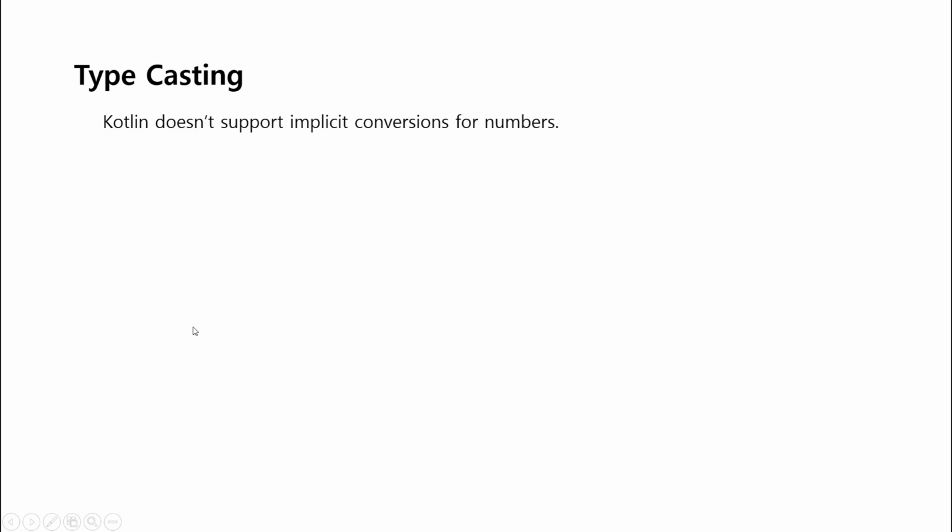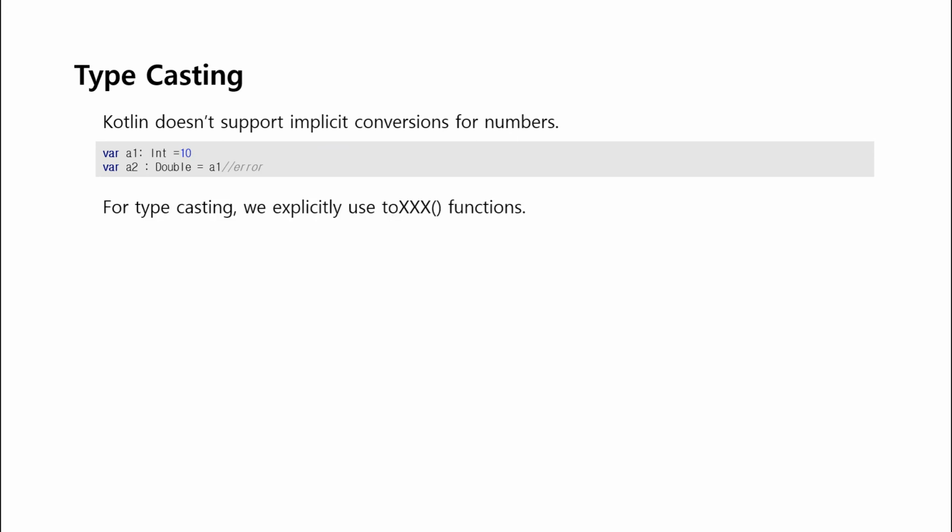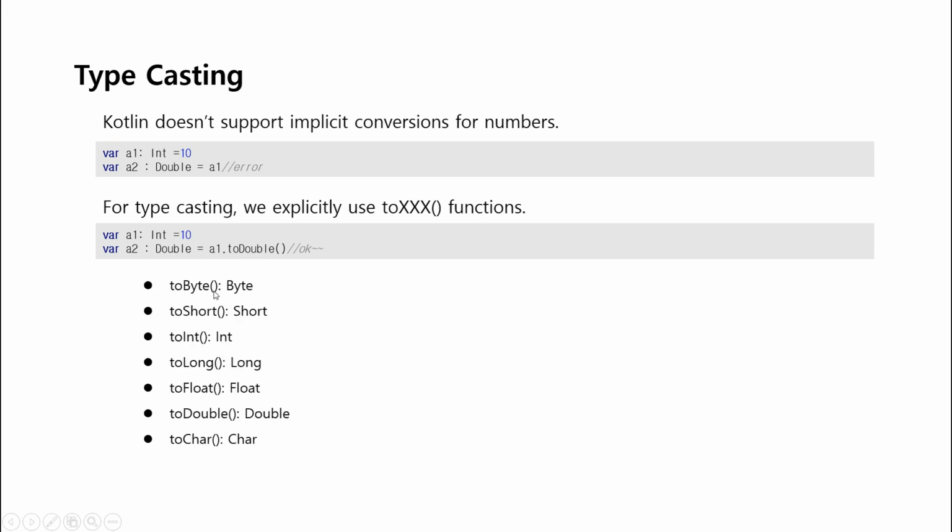Next, typecasting. Kotlin doesn't support implicit conversion for number data types. So the following sample code has an error. Int type can't become Double type automatically. In order to do so, we are going to use the typecasting functions. As you can see here, if we need to cast Int type to Double type, we should use the toDouble function. These are the casting functions that Kotlin provides.